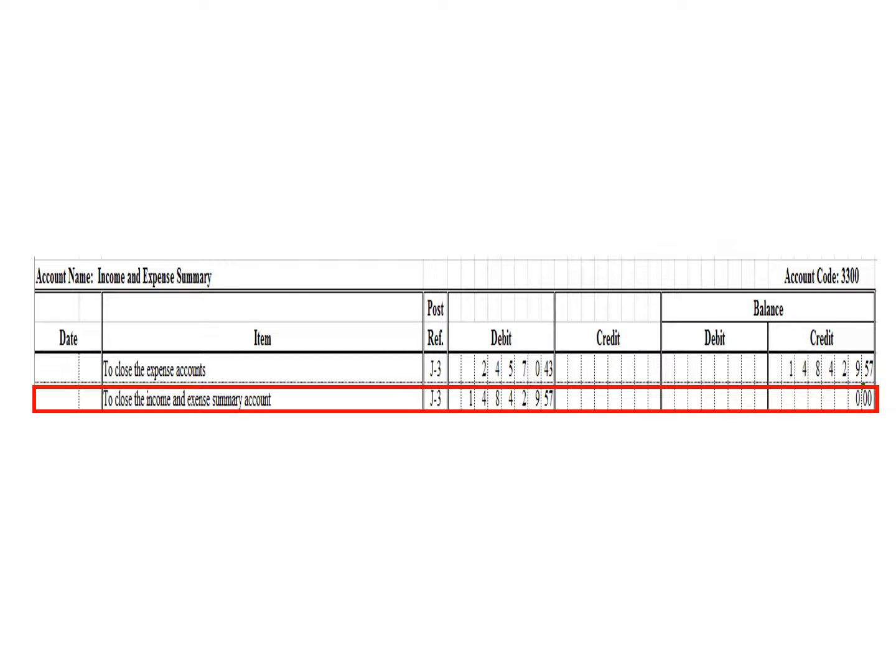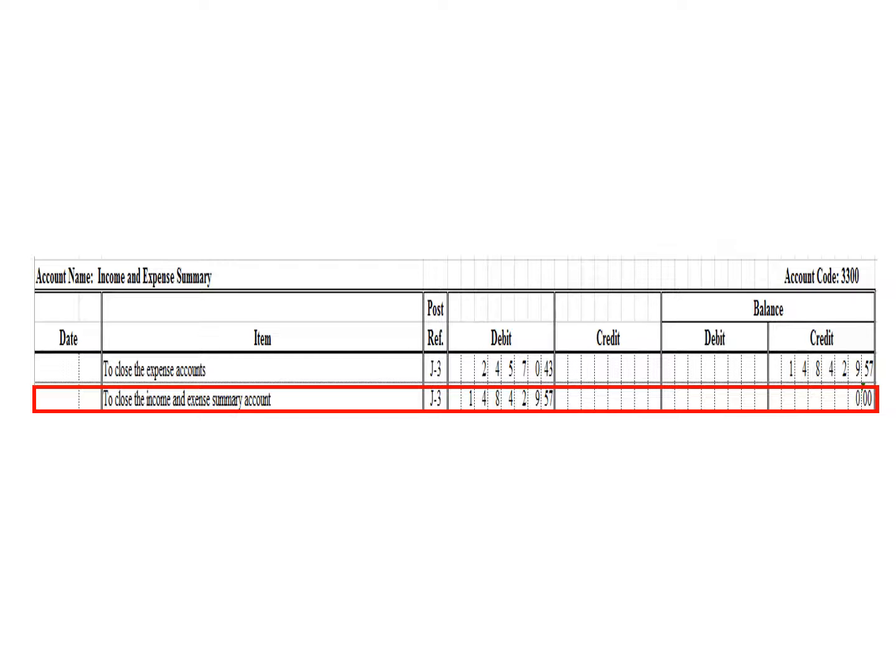In the income and expense summary, write the description to close the income and expense summary account. Write the posting reference, J3. Under the debit column, write the amount, 148,429 pesos and 57 centavos. In the balance section under the credit column, the amount should be 0.